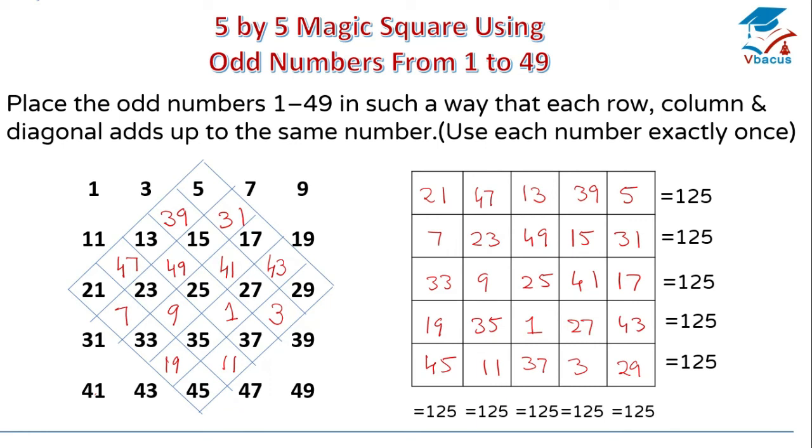21 plus 23 plus 25 plus 27 plus 29 is also equal to 125. Other side 5 plus 15 plus 25 plus 35 plus 45 is also equal to 125. It's very short cut. You can make a 5 by 5 square in seconds.